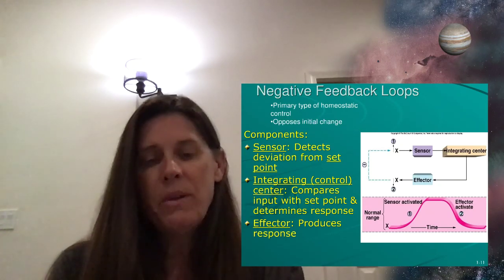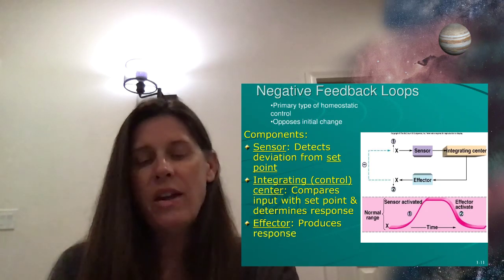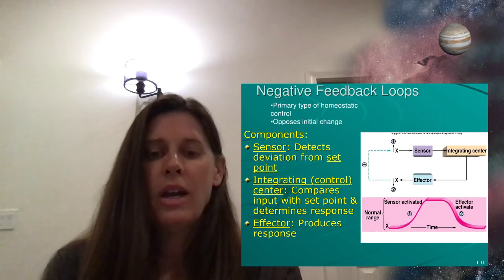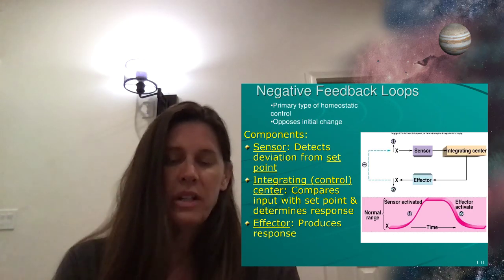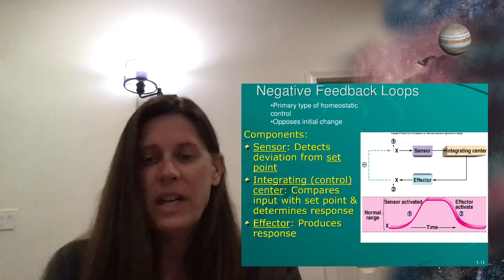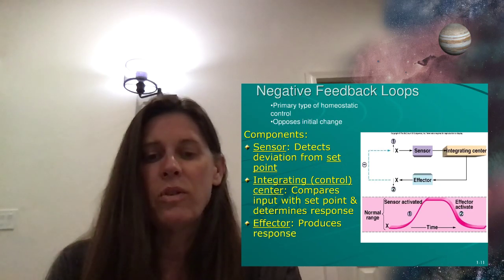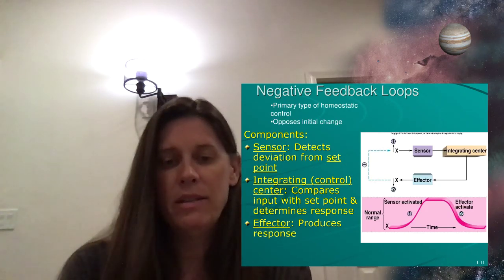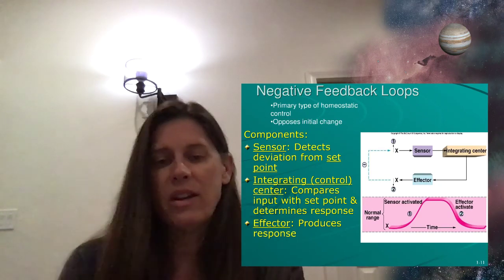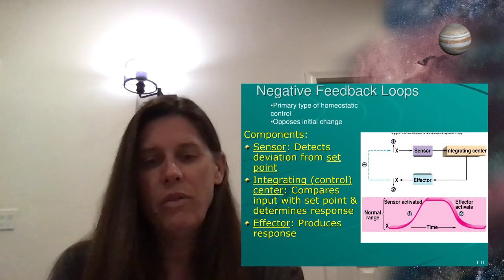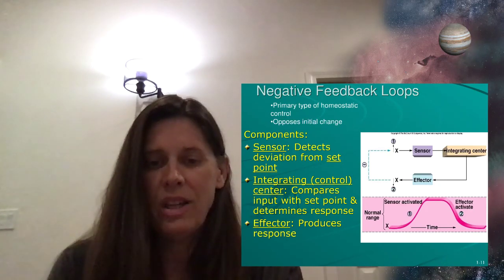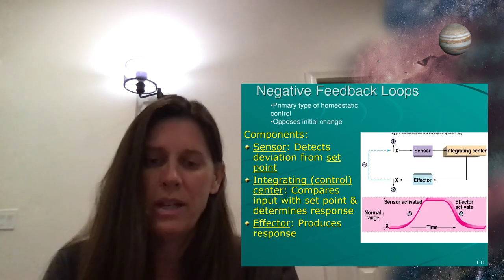So the hypothalamus now is going to send out a signal to an organ that can reverse that change. That organ in general is called an effector. The effector is the organ that produces a response to reverse the change. In my example of temperature increasing, the hypothalamus is going to send a signal either through nerves or hormones, causing your sweat glands to increase their activity, produce sweat.